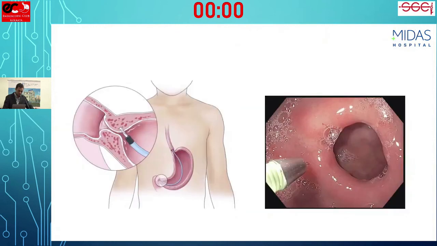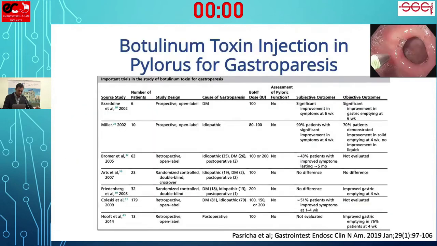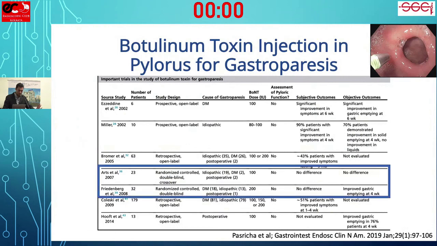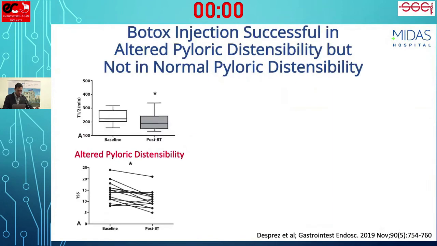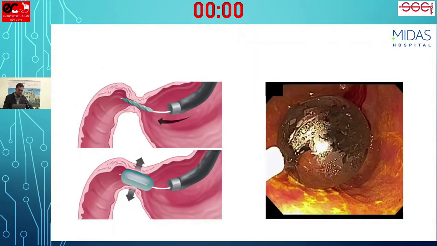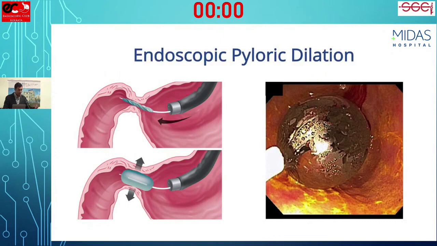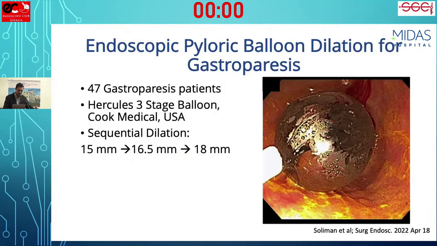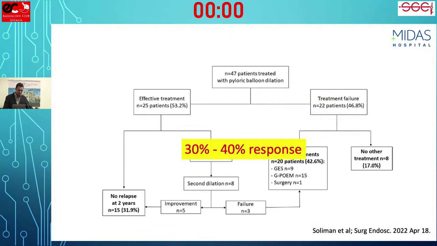So, Botox injection is an option. Previously, no good data. RCTs, no difference. Some recent data showing some improvement in those with altered pyloric distensibility. Endoscopic pyloric dilation, like balloon dilation for achalasia. Again, 47 patients in this study, 53% responded initially, but at 2 years, only 32% had responded. So overall, 30 to 40% response rates.